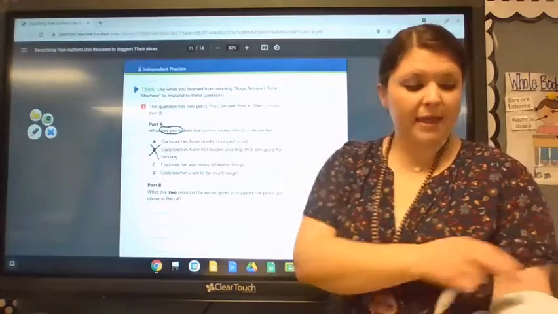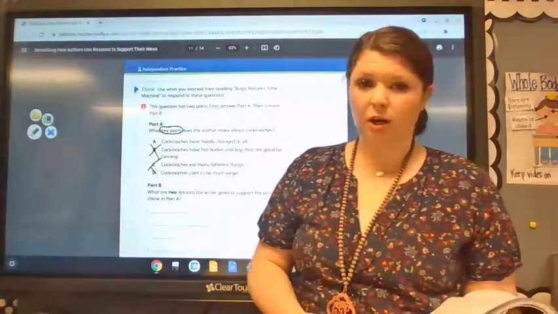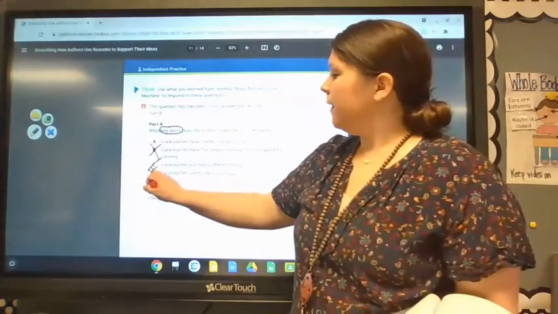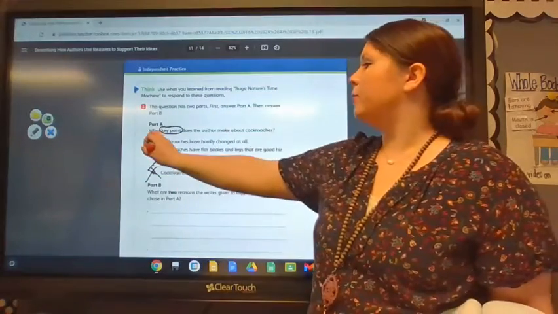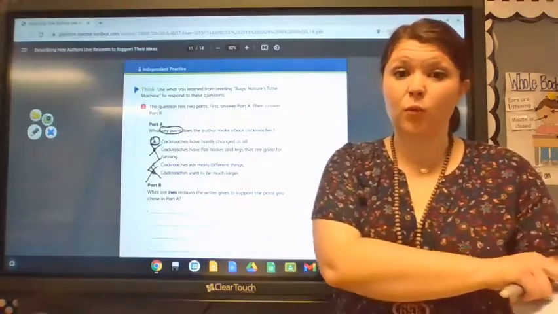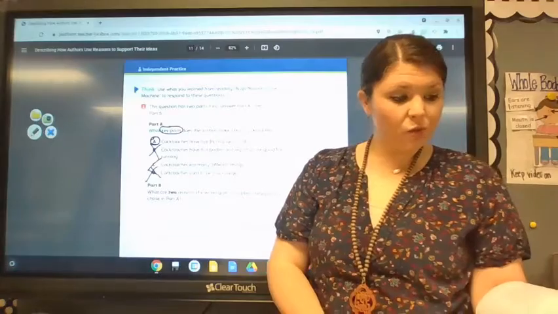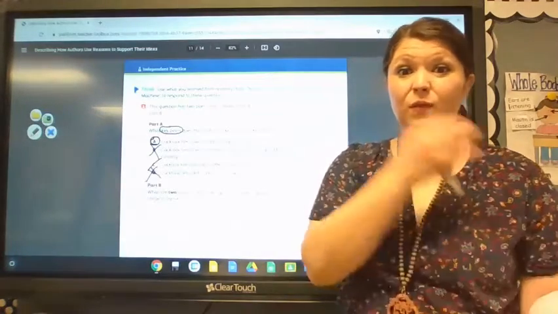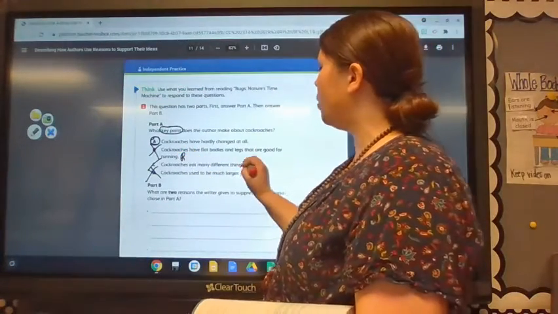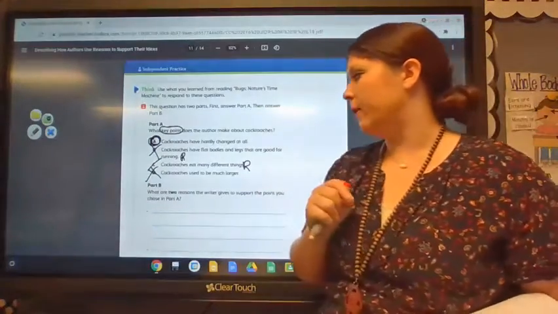Yeah, but that's not one way that they have changed, right? Cockroaches used to be much larger. Is that true? That's not even a true fact. That's an incorrect fact. The key point that the author was trying to make about cockroaches is that cockroaches have hardly changed at all. So in this question, they gave you reasons and the key point, and you had to decide which one was the key point and not just the reasons. So B and C were just reasons that supported the key point, but the key point that the author wanted us to know was cockroaches have hardly changed at all.